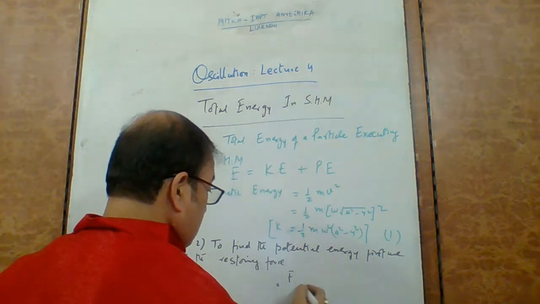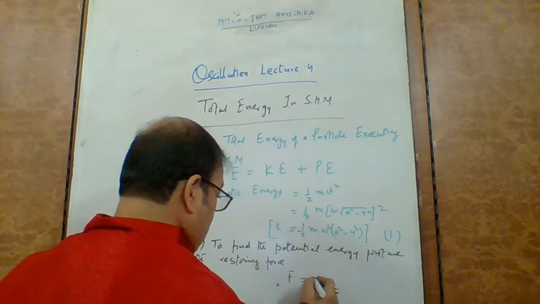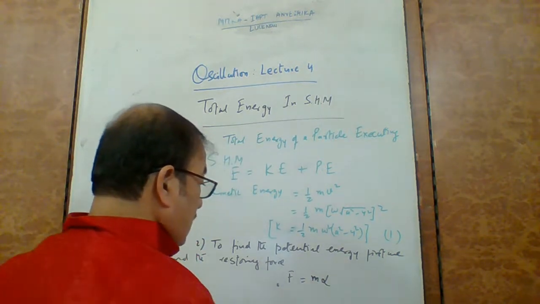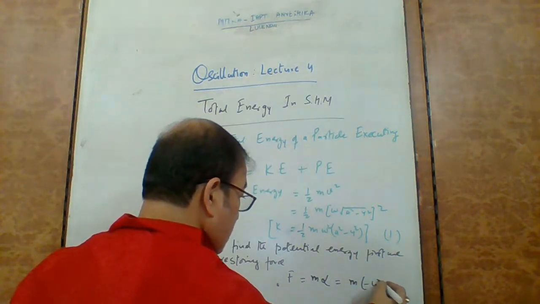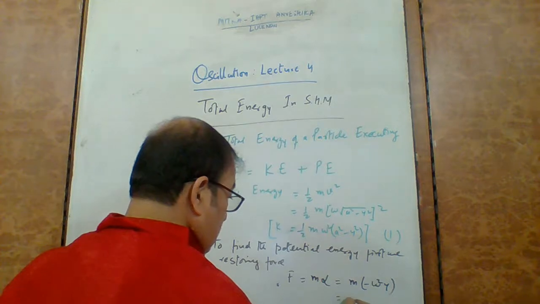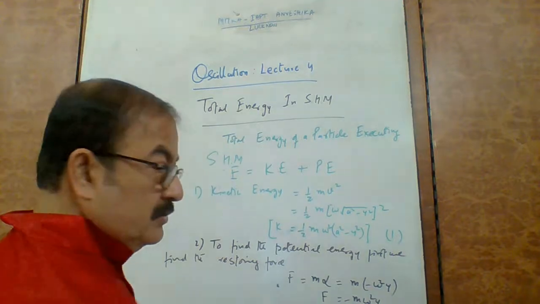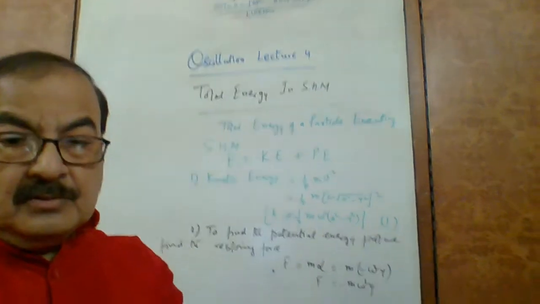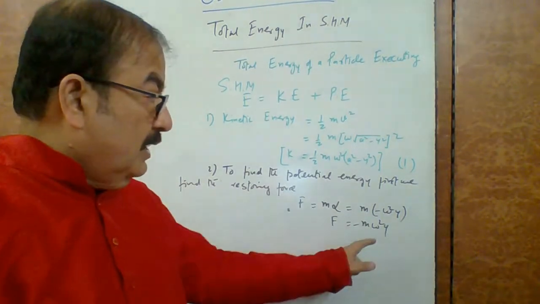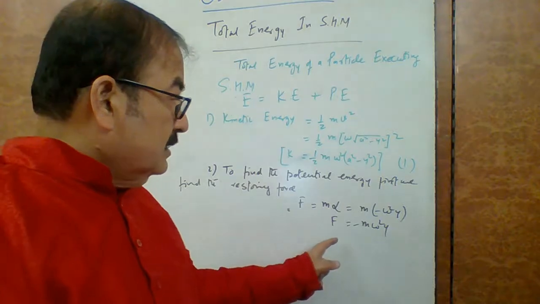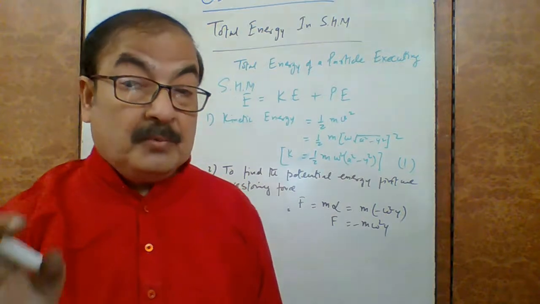The restoring force is always equal to mass into acceleration, and acceleration is minus omega squared y. That is, minus m omega squared y is the restoring force, where y is the displacement. There is no doubt about how we determine this. You know the work done against the restoring force is your potential energy.